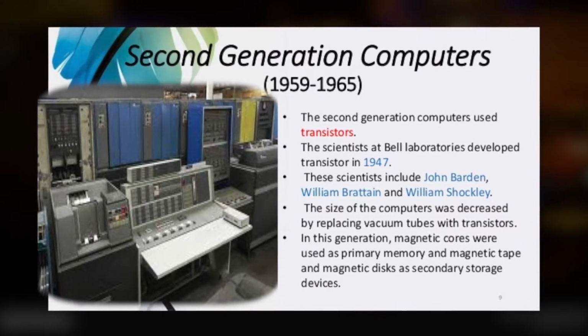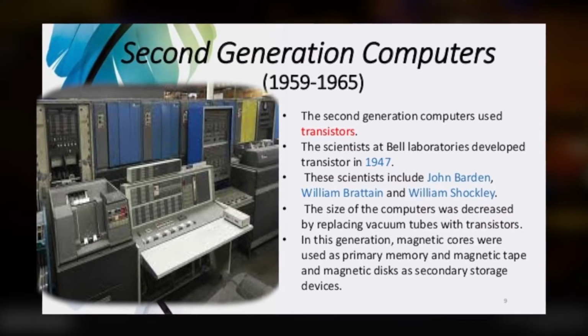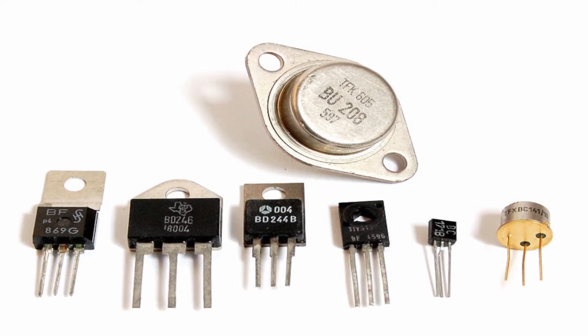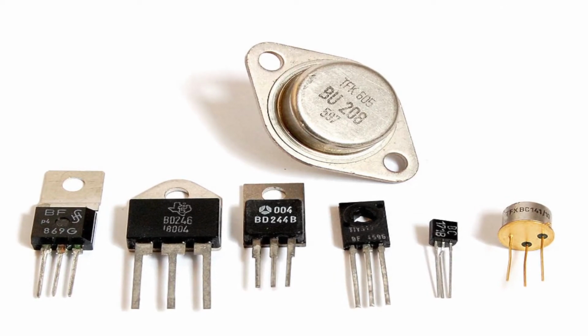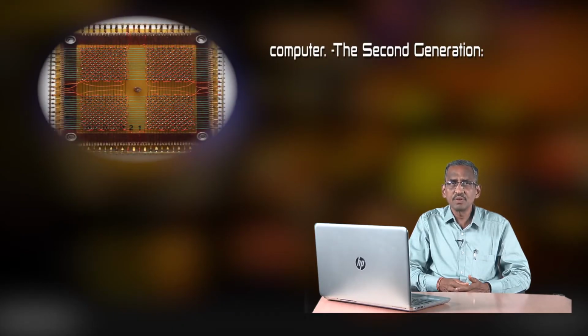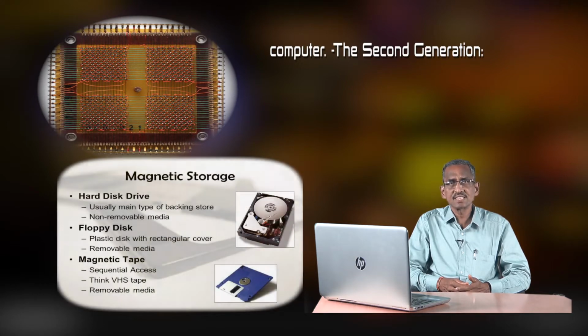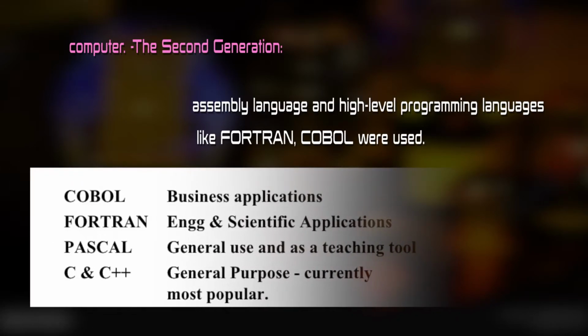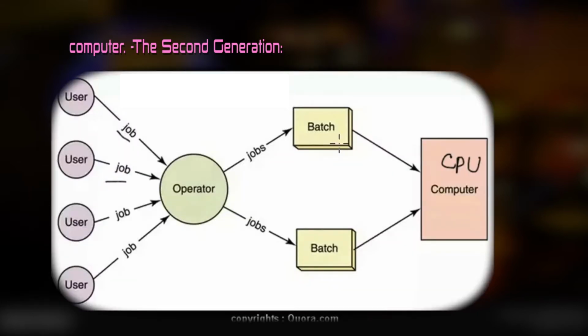The period from 1959 to 1965 was called the second generation. In this generation, transistors were used that were cheaper, consumed less power, more compact in size, more reliable and faster. Magnetic cores were used as primary memory and magnetic tape and disks as secondary storage devices. Assembly language and high level programming languages like Fortran and COBOL were used. The computers used batch processing and multiprocessing operating systems.